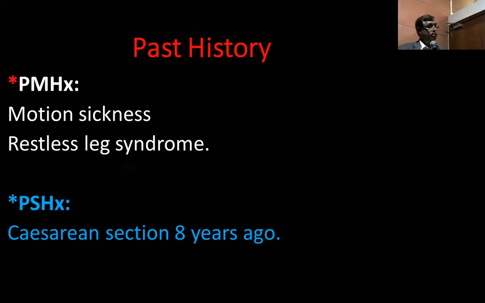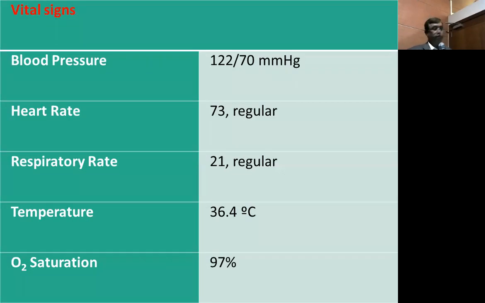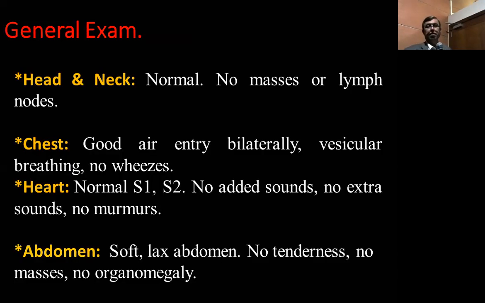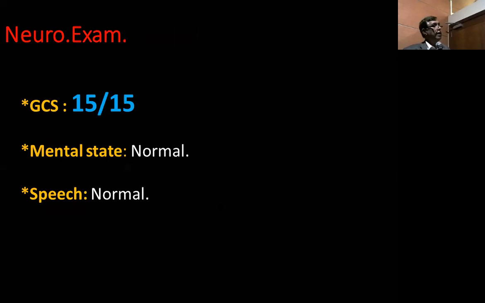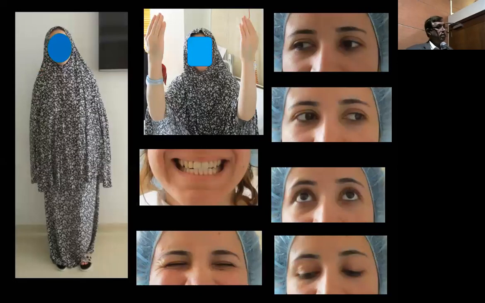She has a past medical history of migraine and restless leg syndrome. She had a cesarean section 8 years ago. Her vital signs were okay. General exam was okay. Glasgow scale 15/15. 15/15, another lousy thing. It doesn't mean that the patient is well. You may have 15/15 and you have a brain tumor. This is the lady. No neurological deficit except some pronation of her arm.